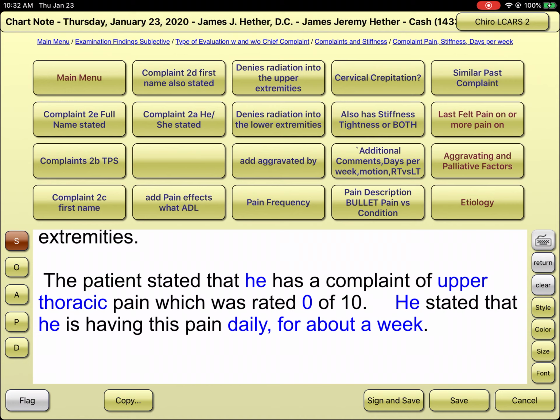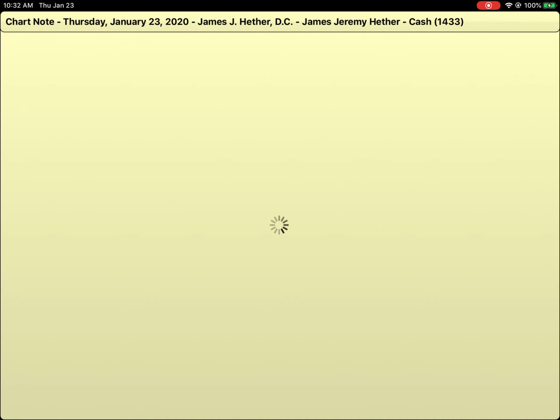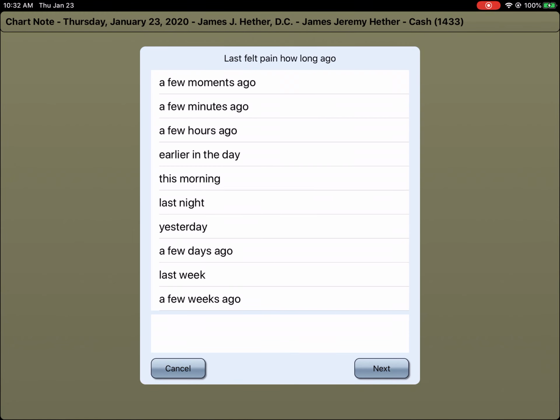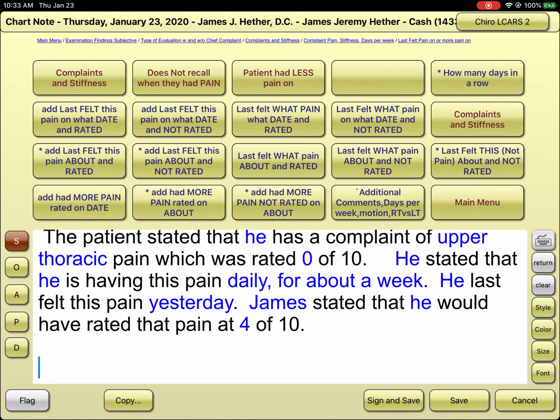Now, with that said, their pain is 0, but they do have this 1 day per week. So if I go to the end of that sentence where I am now, I can do the far right where it says last felt or more pain on. I can put down that the patient last felt this pain yesterday, and they would have rated this at about a 4. So even though their pain in the upper back is non-existent today, they do have it once per week, and the last time they experienced it was yesterday, and it was a 4.